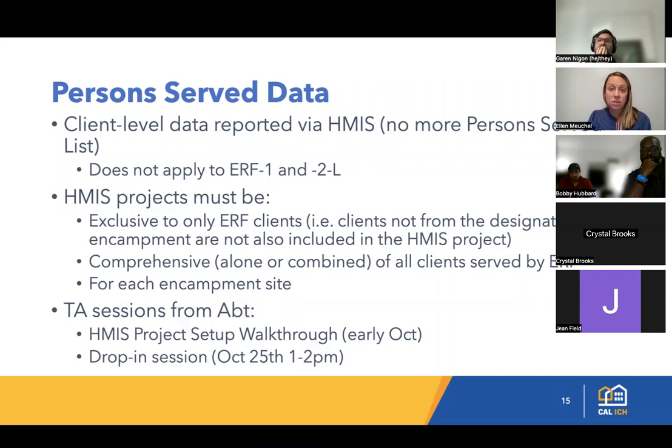If there are no additional questions, I will pass it over to Eric, who will speak to our person served data. Again, for those of you who have received previous rounds of funding, I encourage you to listen to this portion because this will be a different process than practices we've implemented previously.